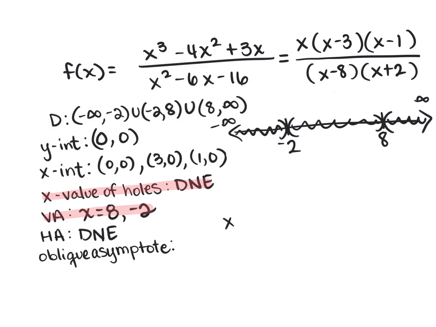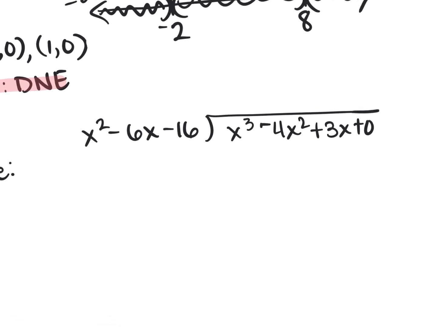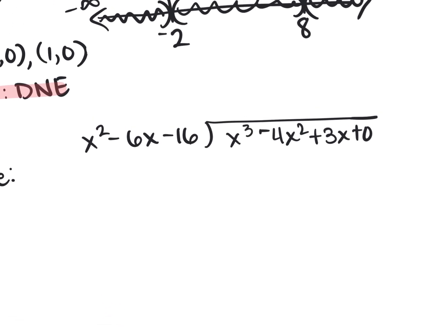So we're going to take x squared minus 6x minus 16, and we're going to divide that into the numerator, which is x to the third minus 4x squared plus 3x, and then I'm going to add a 0 for the constant that's not there. So as a refresher for what we did when we were dividing, I take x cubed and I divide it by x squared. That gives me x. Now I take that top x and multiply it by each one of the things on the left. So I have x cubed, I have 6x squared, and I have -16x.